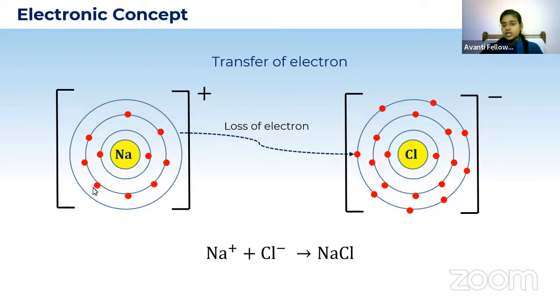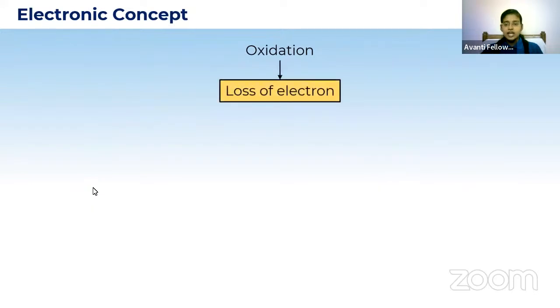So transfer of electron takes place here and we can say that sodium has got oxidized. So loss of electron is called oxidation. According to the electron transfer concept, oxidation means loss of electron. Okay, loss of electron. I will give you some more examples also.